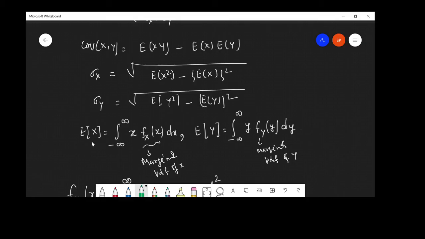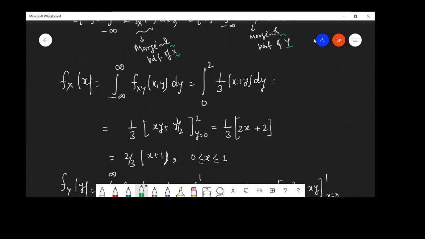And after that we need the expectation of x. How to find the expectation of x? Here we write the expectation of x is the integral from minus infinity to plus infinity of x into the marginal probability density function of x, f of x dx, and the expectation of y is the integral from minus infinity to infinity of y times the marginal probability density function of y, dy. Now we first need to find the values of the marginal probability density function of x and the marginal probability density function of y.